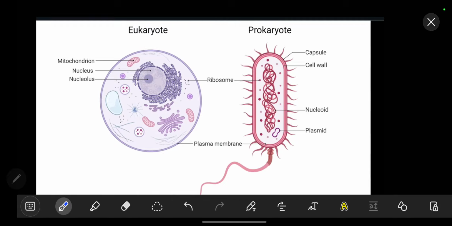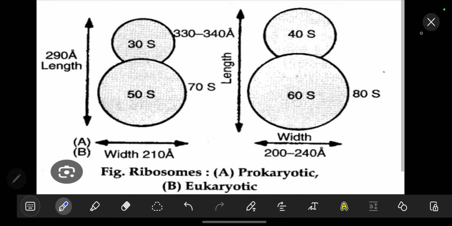The other difference is the ribosomes. The ribosomes found in eukaryotes are called 80S. You should know this for the sake of the exam. The ribosomes found in the eukaryotes are the 80S, while the ribosomes found in the prokaryotes are the 70S. The difference between these two ribosomes is the size. If you look here, we have the 80S, which is found in the eukaryotes, and the 70S, which is found in the prokaryotes. So what are the differences? The difference is, number one, the size.